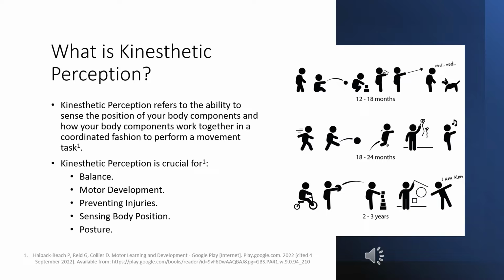Cutaneous receptors monitor changes in temperature, pain, and pressure. The vestibular apparatus monitors changes in head motion and the position of the head. The vestibular apparatus plays a key role when it comes to static and dynamic balance. This leads us to the conclusion that kinesthetic perception is crucial for balance, motor development, preventing injuries, sensing body position, and posture.